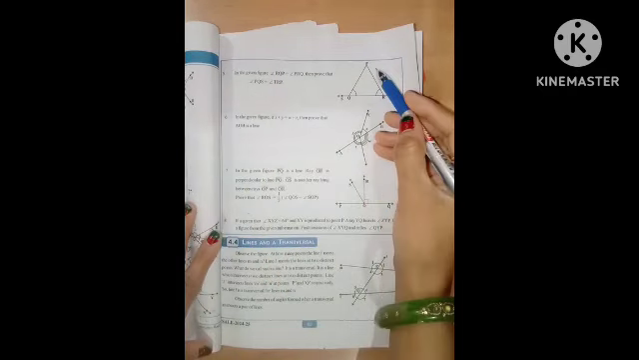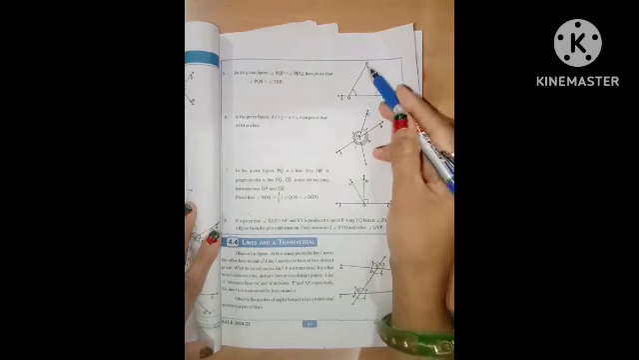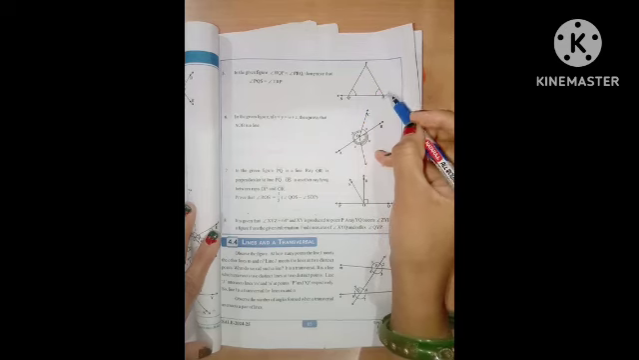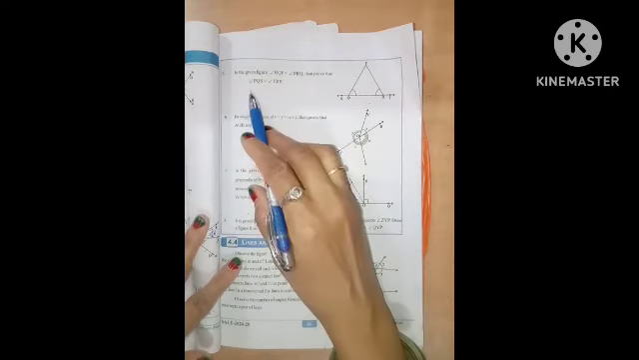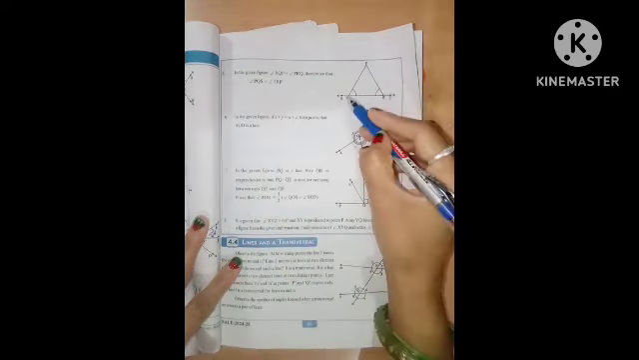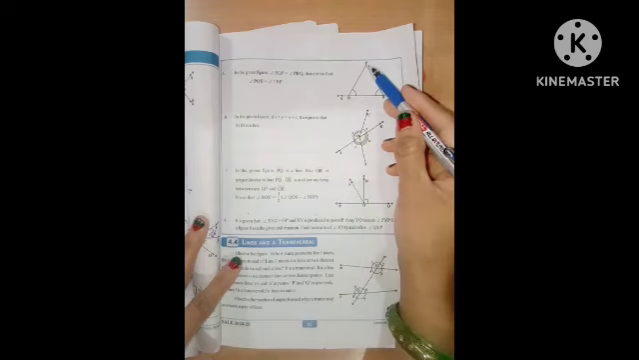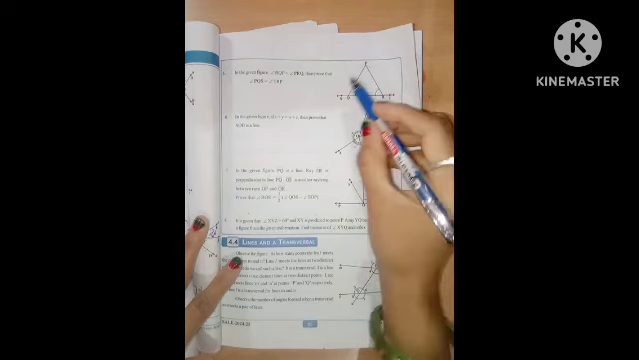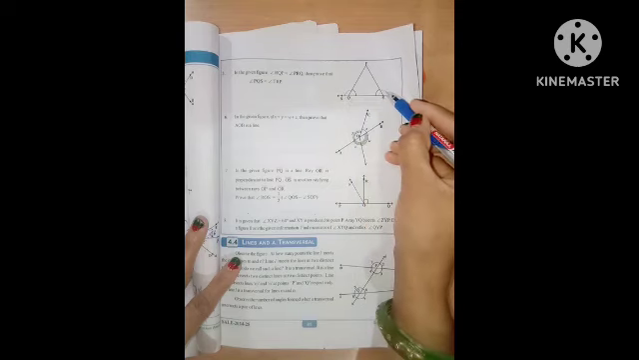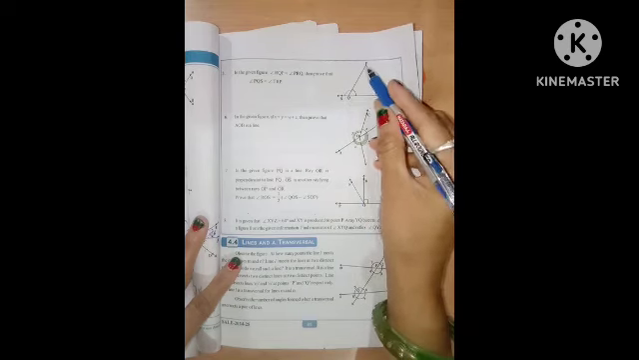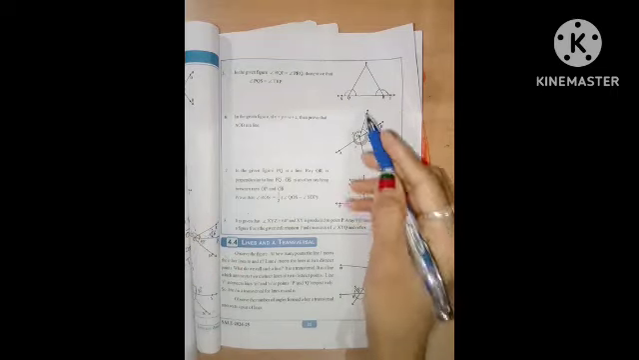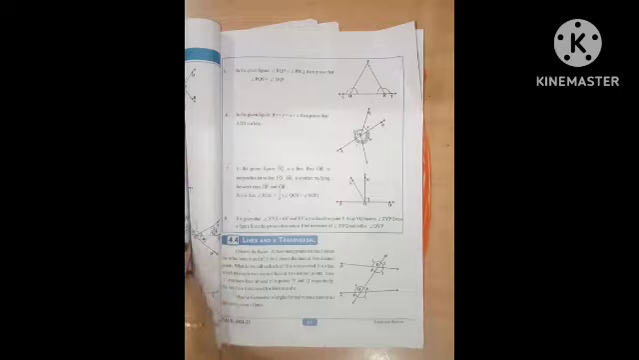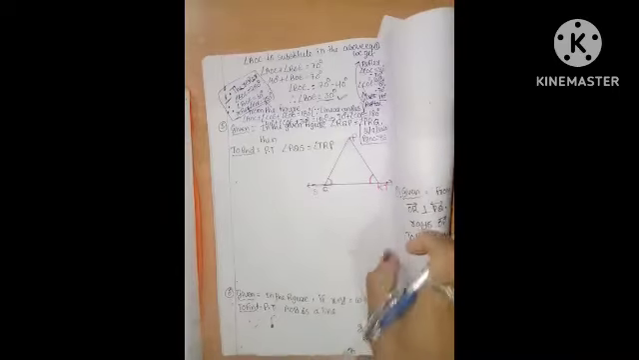What is given? Angle RQP equals angle PRQ is given. To prove: angle PQS equals angle TRP. These two are equal, we have to prove it. This is the question. Are you understood?